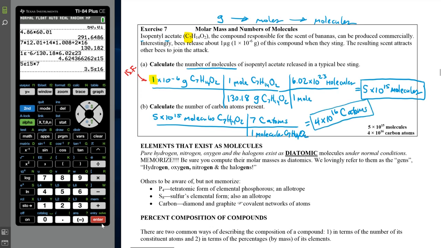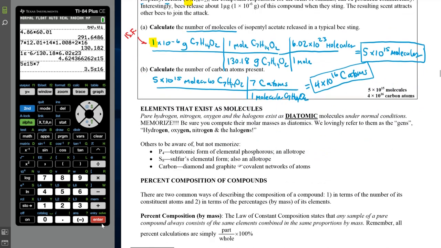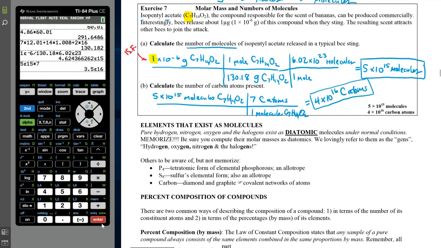Okay, boom. There we are. So that's exercise 7. Now, you'll notice here in the next little section of the notes on this page, it talks about some compounds, or rather elements, that exist as molecules. And they're specifically here the diatomic molecules. These are molecules that exist paired up, 2 atoms of the same thing put together.